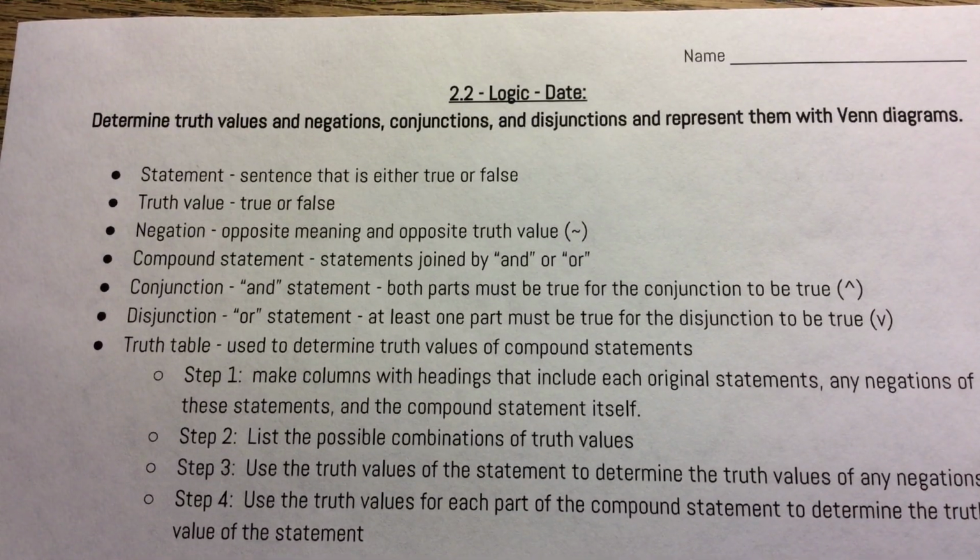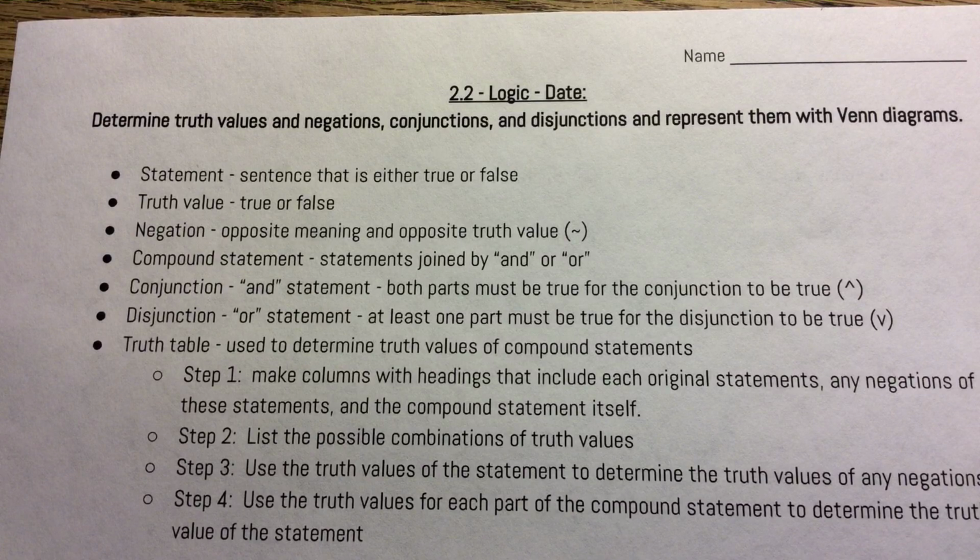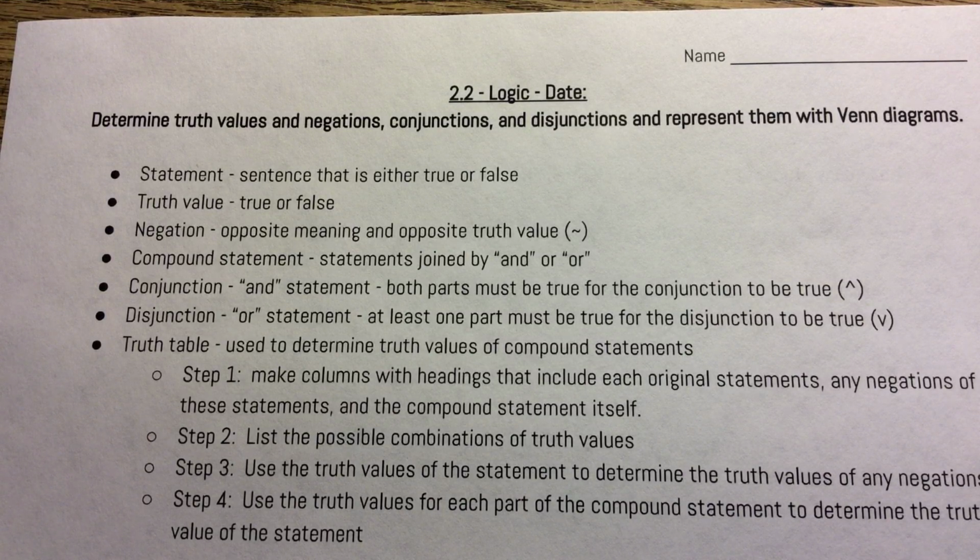All right, today we're talking about 2.2, which is logic. This is going to seem a lot different than any other math problem that you've probably done before. That's kind of part of the deal with geometry. So we're looking at truth values and negations, conjunctions, disjunctions, and using Venn diagrams. So all kinds of stuff we're looking at here.